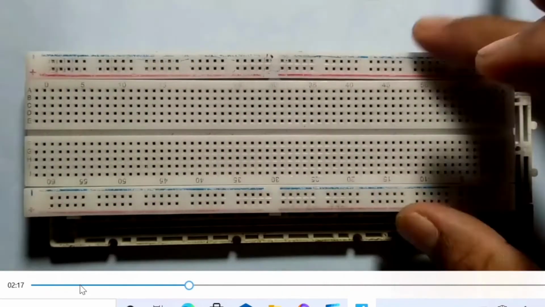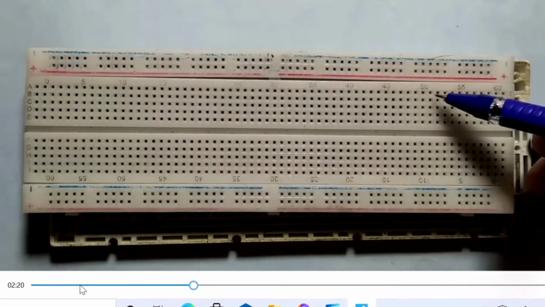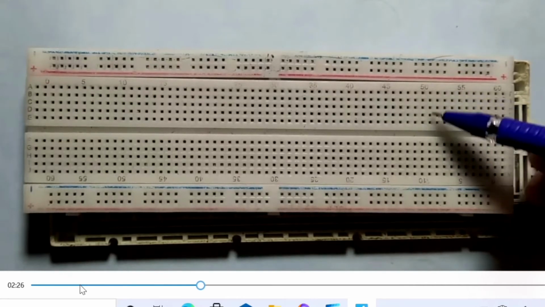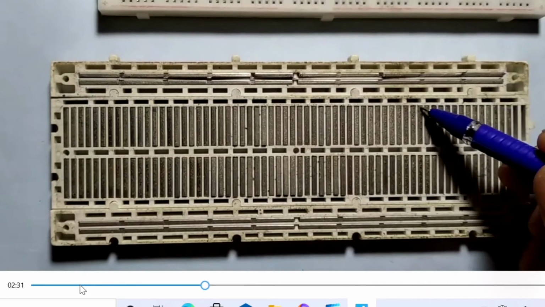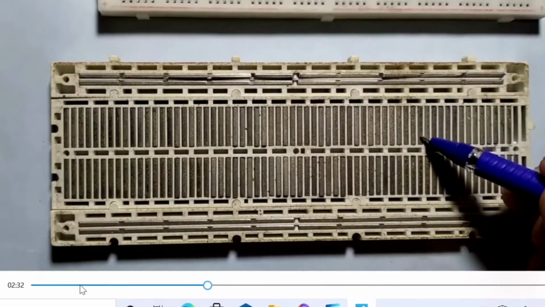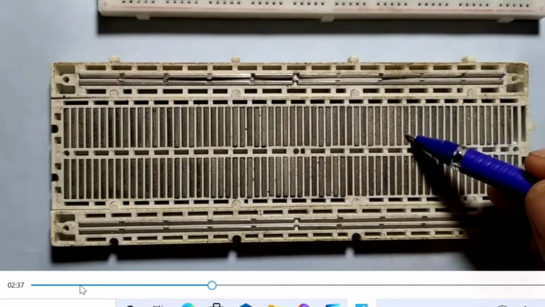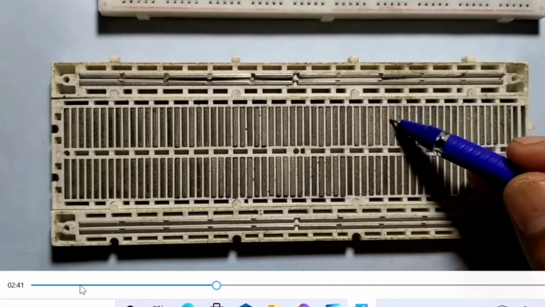Now in the bottom also the same cases. But in the case of the mid portion, here we have 5 holes vertically. If you connect to any one hole, you make contact with all 5 holes. See here, a vertical metal strip. So you can make use of all 5 connections for a single purpose.